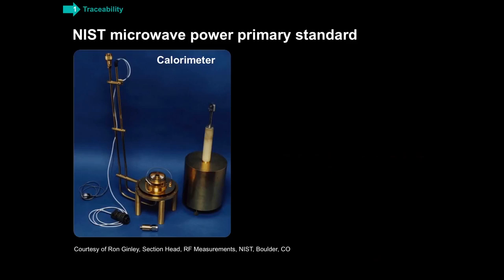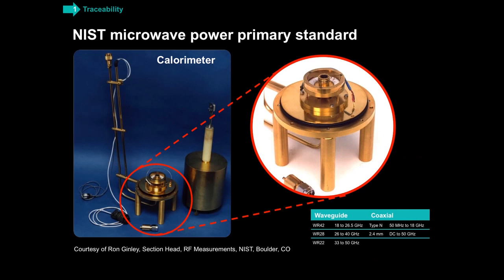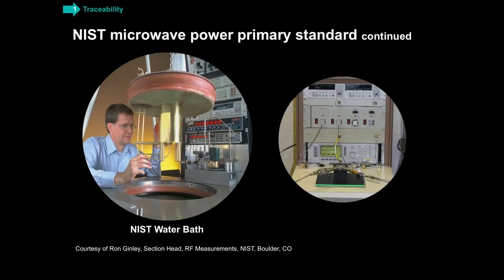So here's a photo of the calorimeter, and thanks very much to Ron Ginley and his section in NIST for providing these figures. So you see here is the calorimeter, and then as these go into this assembly in the gentleman's right hand here, and then this is the water bath, and that is the national standard for power. They then use that to transfer to a standard over here on the right in the picture. And then over on the right is where you can send in your reference standard to be calibrated by NIST.